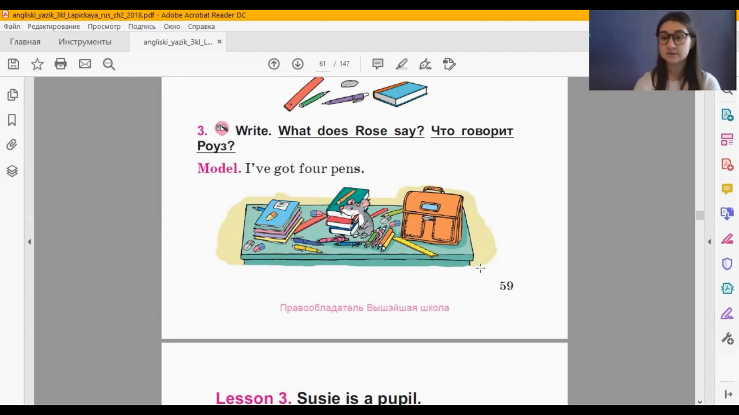How many bags has Rosie got? Let's count. 1. Rosie says, I have got 1 bag. Good job, my dear friends.